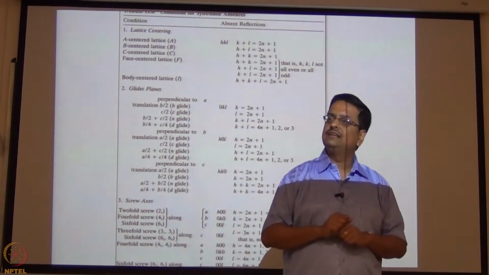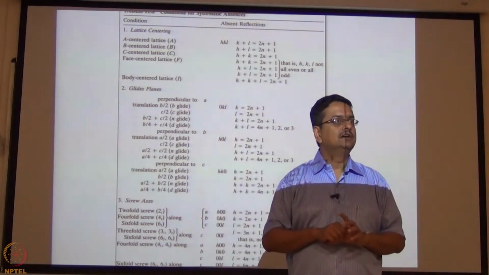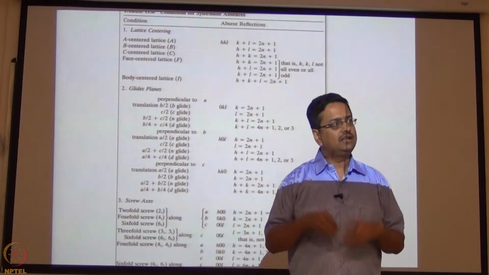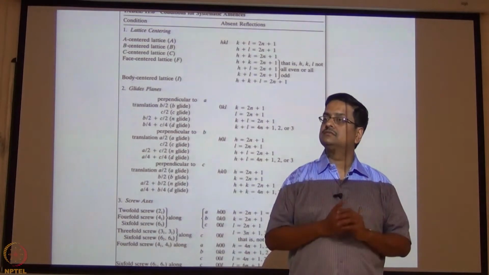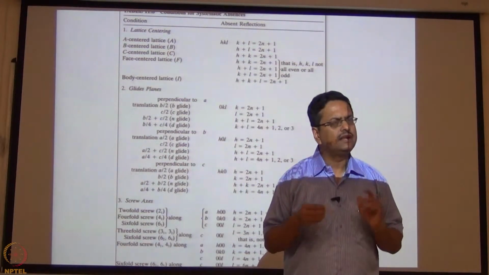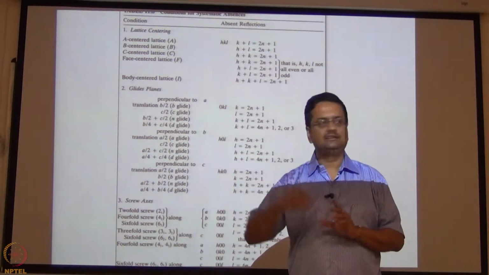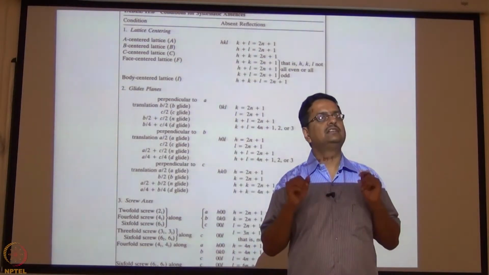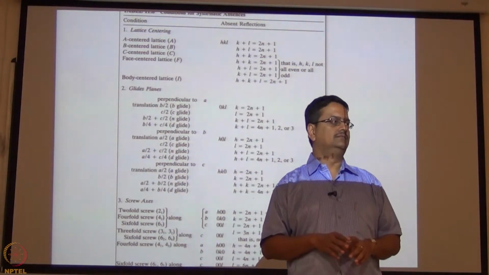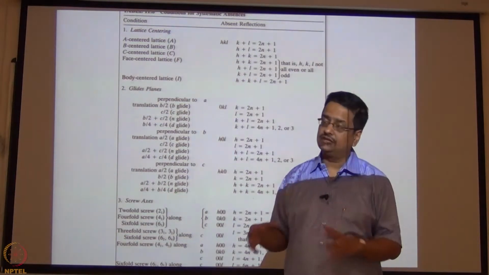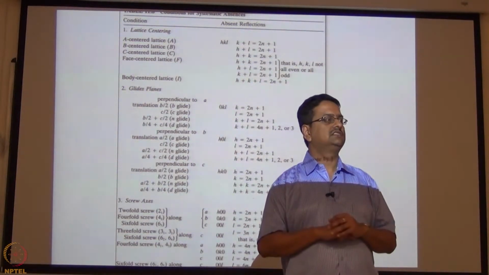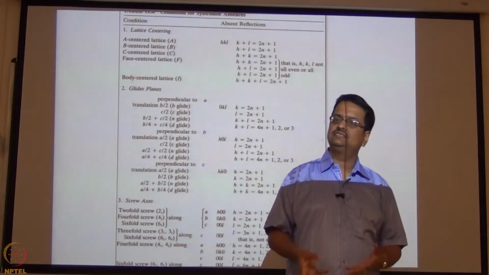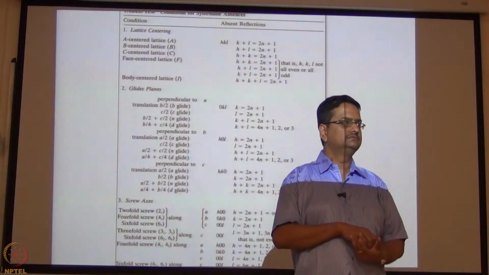Now if your data quality is bad, and some reflections which are actually going to be present are absent for some reason, or have very low intensity and are assumed to be absent, then this space group determination is going to be wrong. And if the space group determination is wrong, you will not be able to solve the structure, because you are trying to solve the structure based on a given space group.